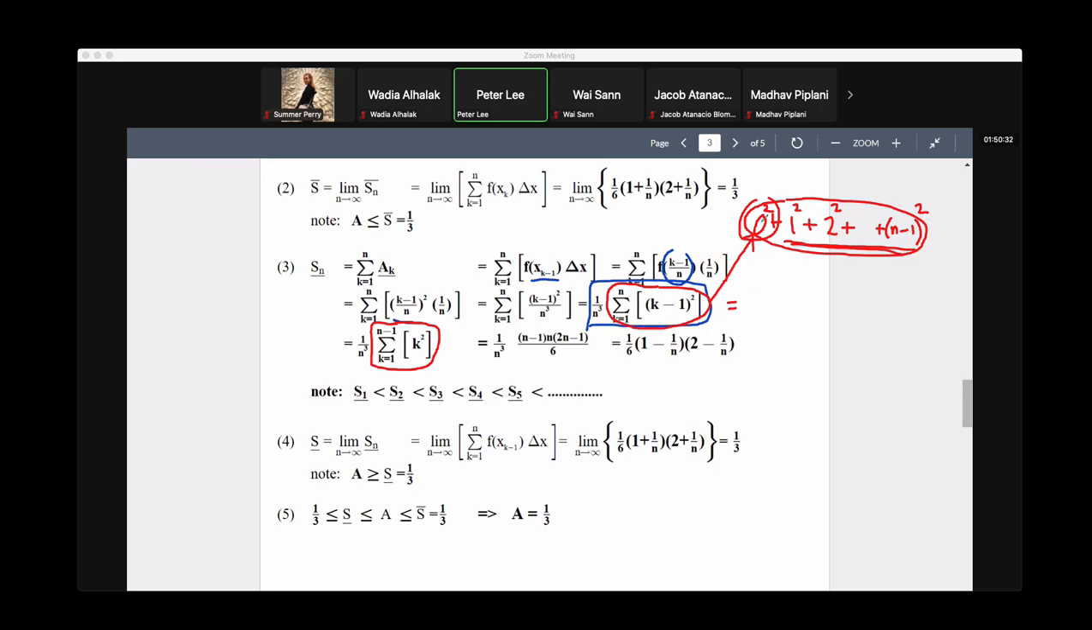This sigma right here has a 0 squared, but 0 squared is 0, so we don't need this one. The rest of it is the same. Same sum. And then you apply the sigma k squared formula with n minus 1 now, n minus 1, not n, then you get this. And then you get this.